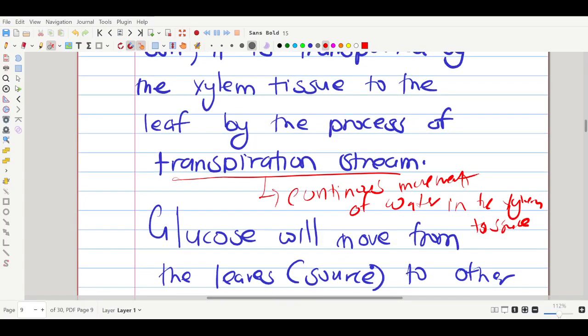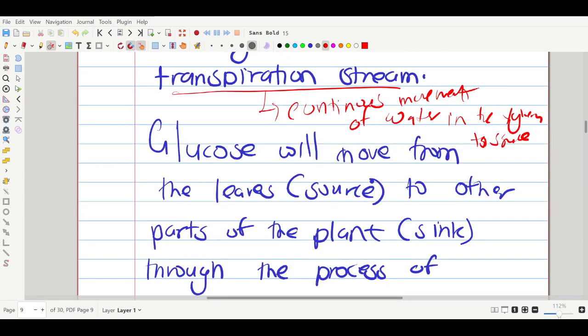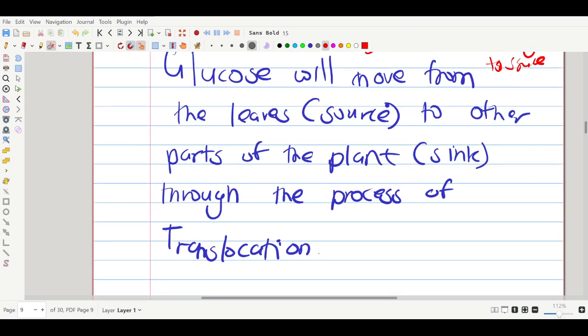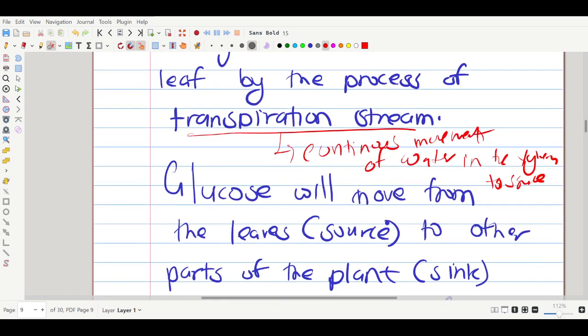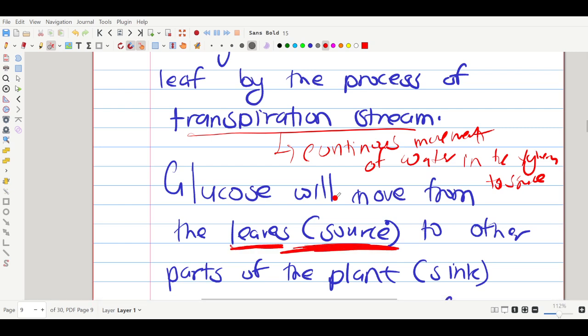Let's then talk about glucose, the main product, the food that is being manufactured by the plant here. Glucose will move from the leaves to other parts of the plants, the sink, through the process of translocation. So glucose is being made in the leaves. It has to go to other parts of the plants. So the leaves then are called the source where glucose is being made.